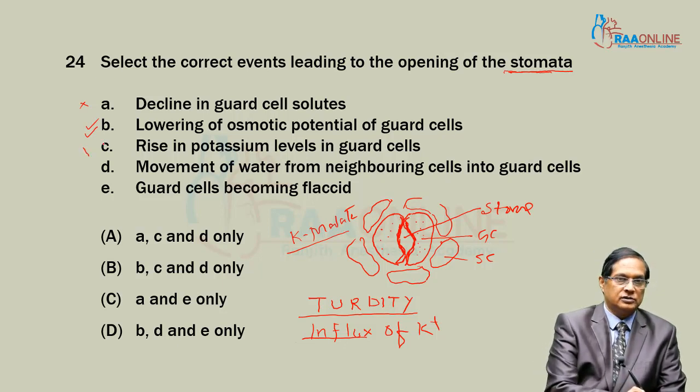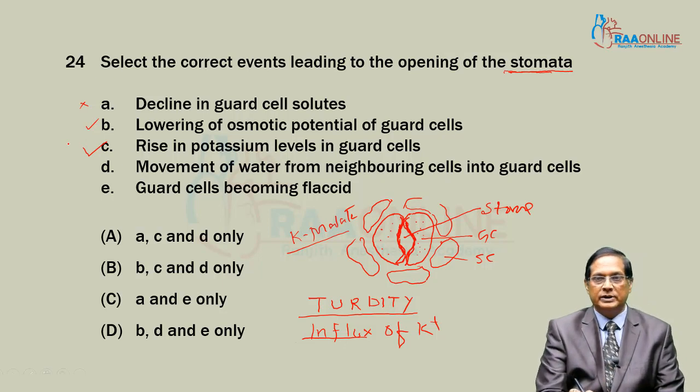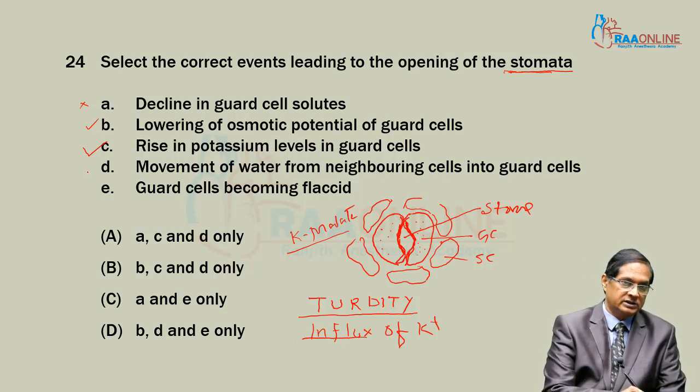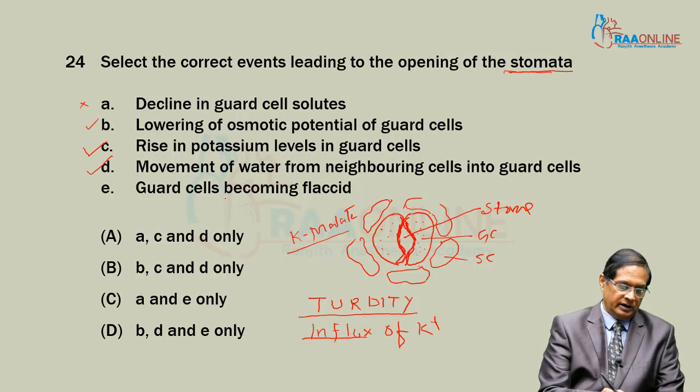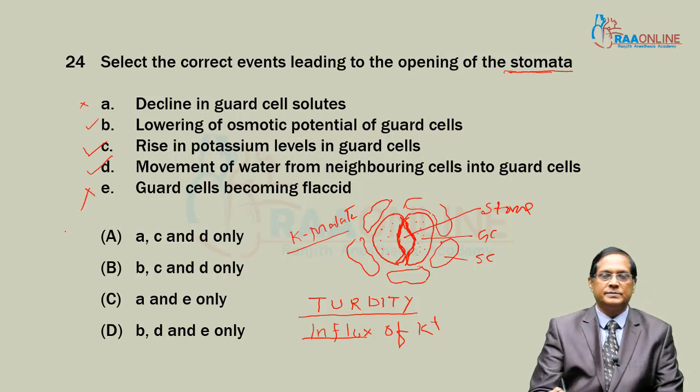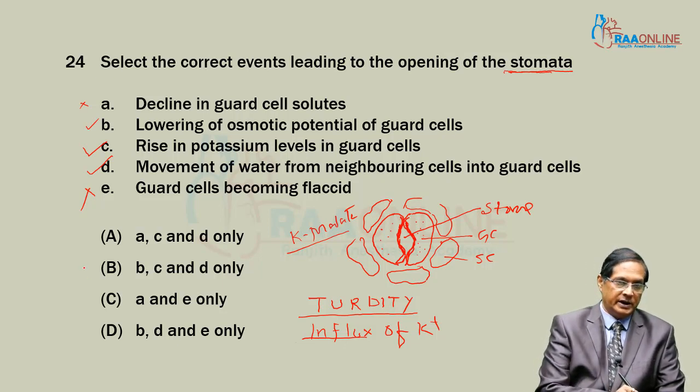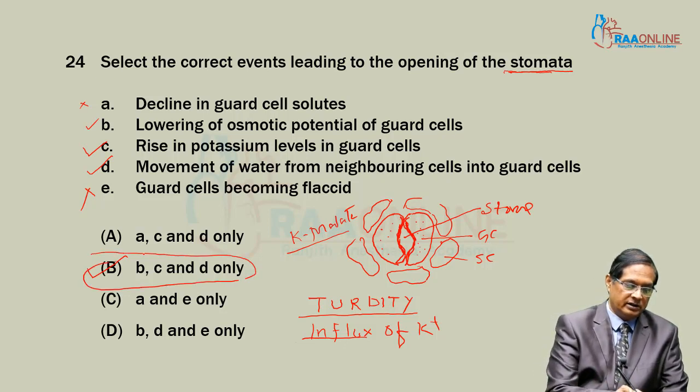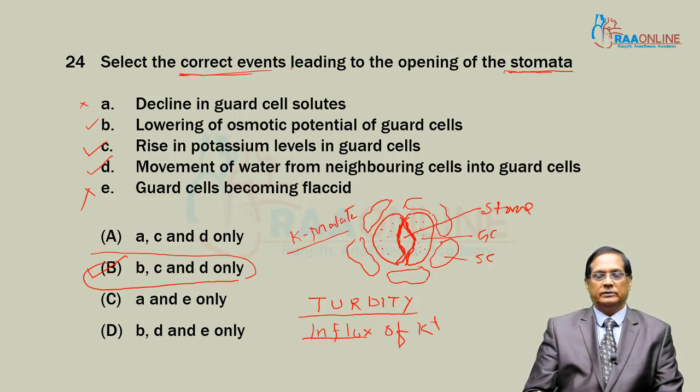So the third is also a requirement for opening. Then movement of water from the neighboring cell into the guard cell is right. And flaccidity is the wrong option, because guard cells should be turgid. In this respect, the answer is B. That is, B, C, D are correct events which are shown by the guard cell at the time of opening.